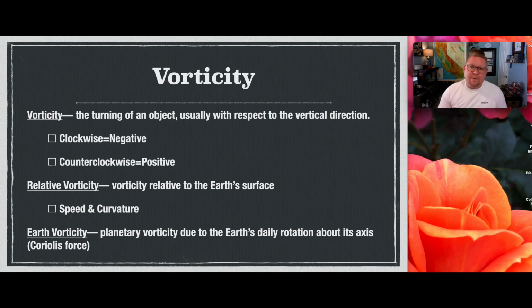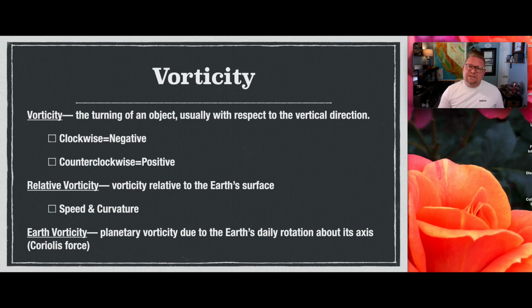So to wrap up this presentation, we're going to talk about vorticity. We're also going to talk about divergence and convergence when it comes to both these mid-latitude cyclones, but also looking at both lower and upper air models when it pertains to all of these elements combined. So what is vorticity?